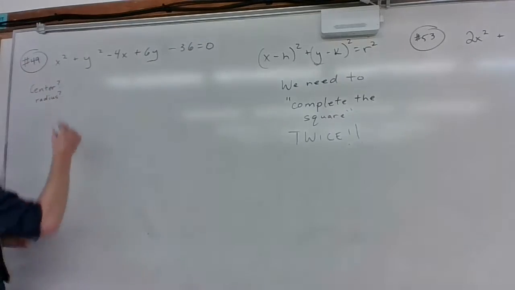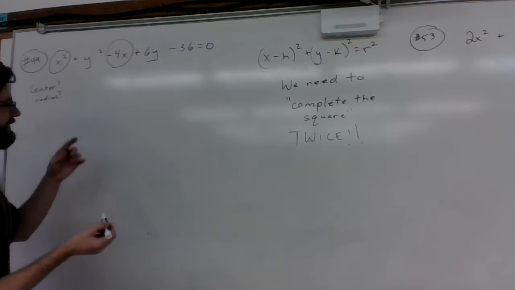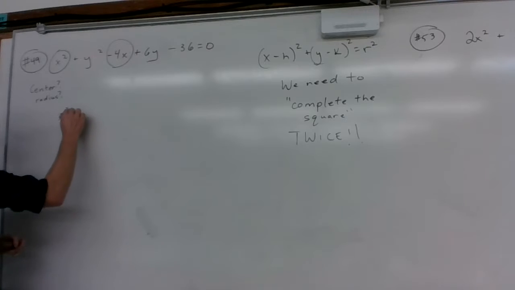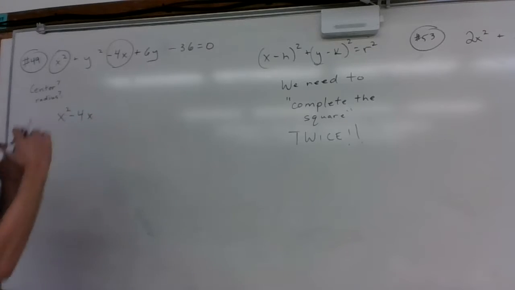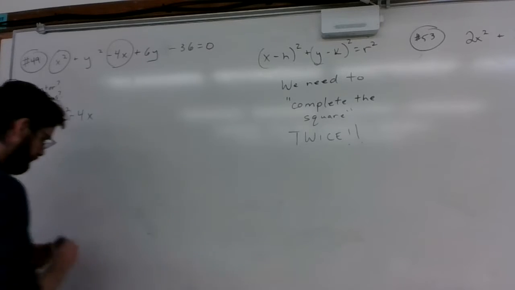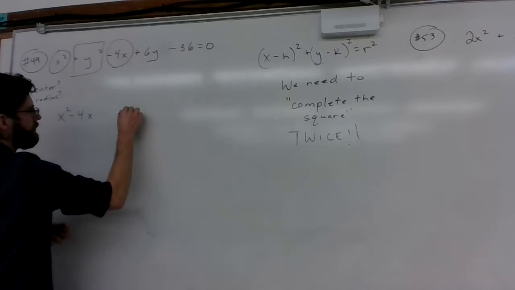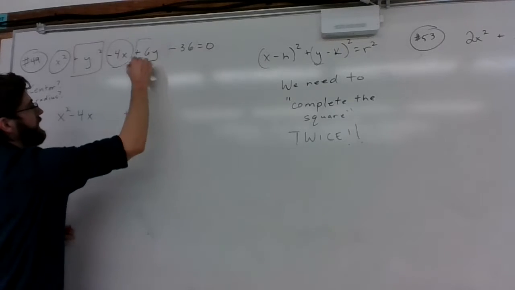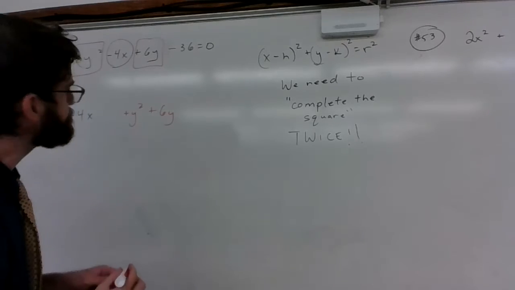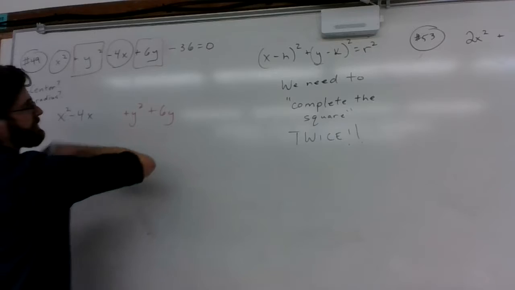So check this. I've got x squared minus 4x. I want to rewrite that over here, okay? I'm regrouping it. I'm allowed to do that because of the commutative property. I'm going to take the y squared and the 6y and move it in its own separate place. And then I'm going to move this 36 to the opposite side.